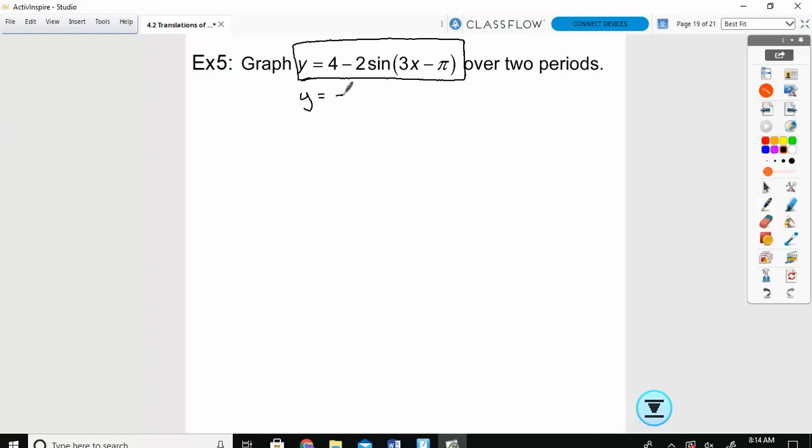If it helps you, you don't have to do this, but you could rewrite it. This is just a -2 sine of 3x minus pi with a plus 4 on the end. So this will go up 4. And there's a negative in front, so it will also flip.